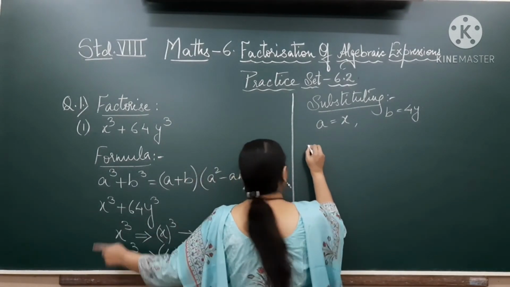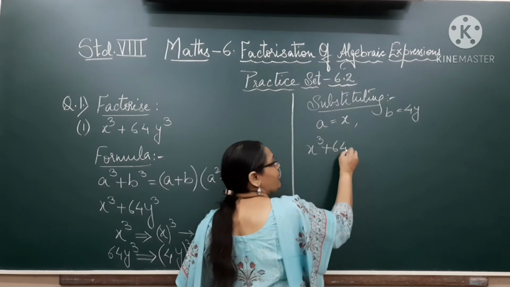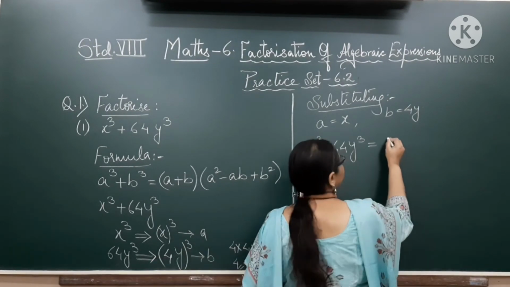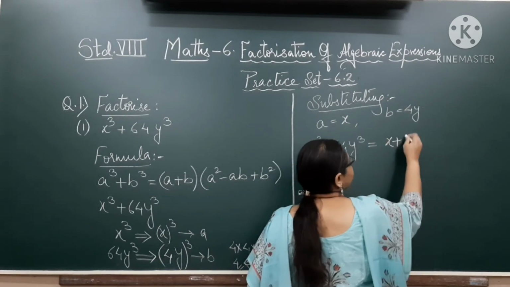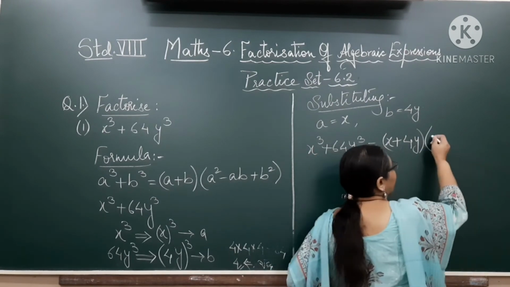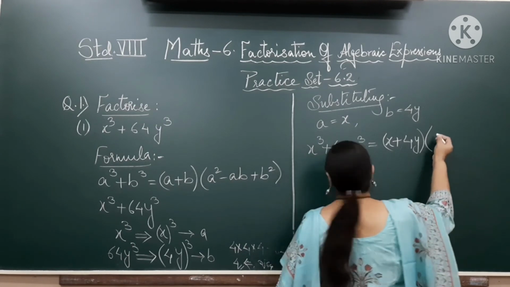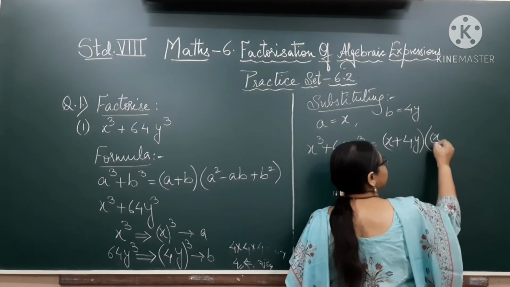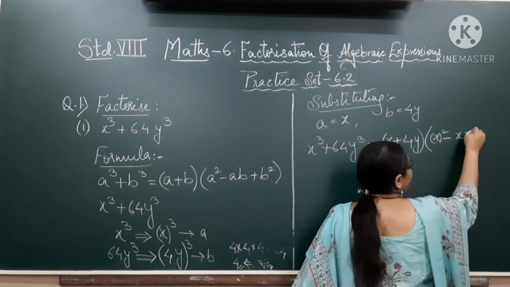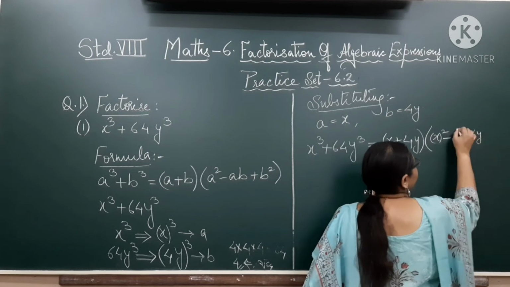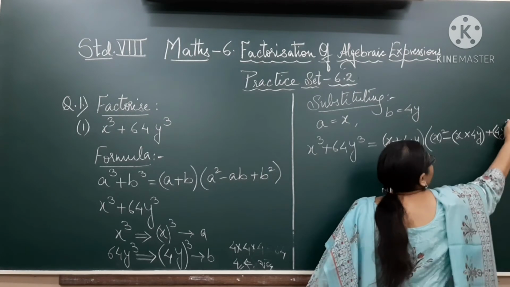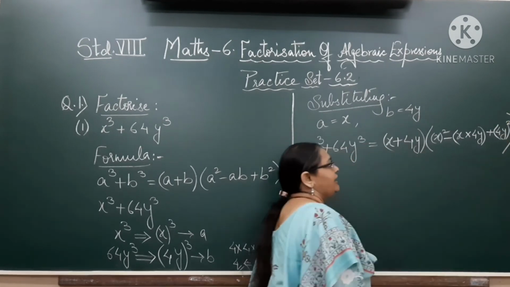We have x cube plus 64y cube. So that is equal to a plus b, so a is x plus b is 4y, into a square, so here x the whole square, minus a into b, so x into b which is 4y, plus b square, which is 4y the whole square. So that is what we have got now.